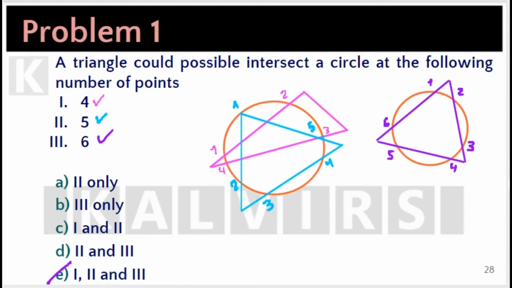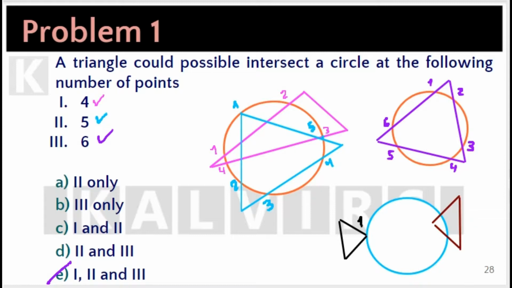If a triangle intersects a circle, is it possible to get 1, 2, or 3 points? So, we should make a drawing. Here we have a circle. Now, 1 point. It can be something like this. 1 point. So, 1 point is possible. Now, 2 points. It can be something like this. Here we have 2 points.